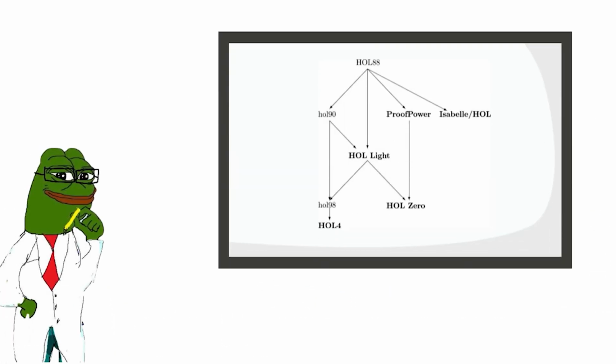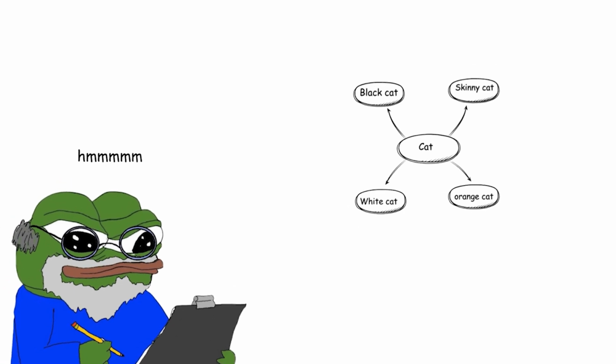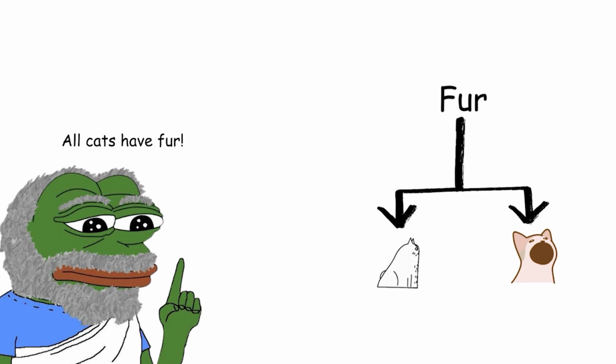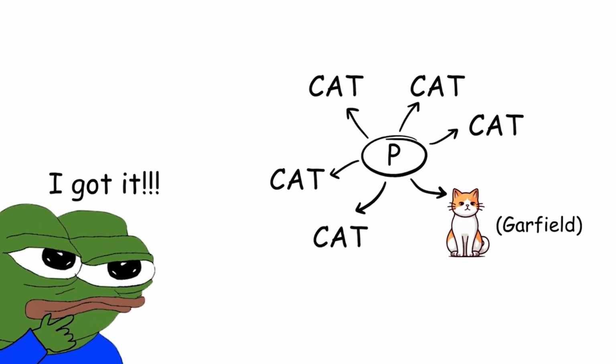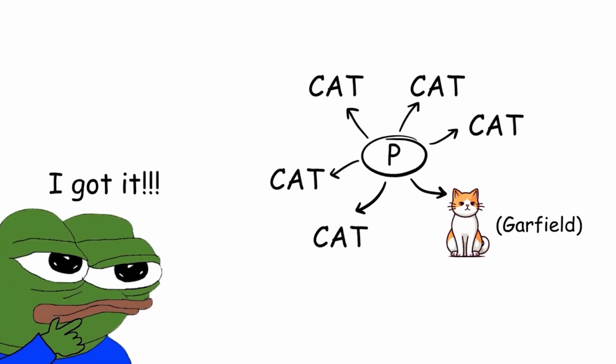Higher order logic. This logic allows you to quantify not just variables representing objects, but also predicates, properties, or relations. Imagine a logic where you can make statements about statements. Example, for all properties P, if P holds for all cats, then P holds for Garfield. Makes a general statement about properties being true for all cats.